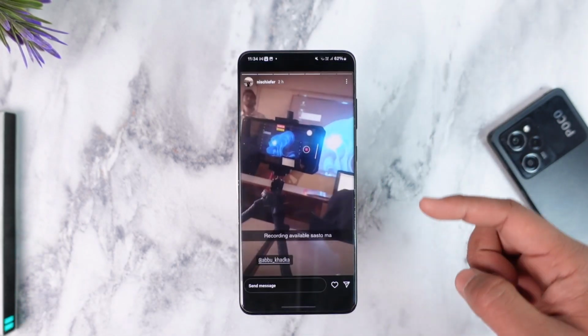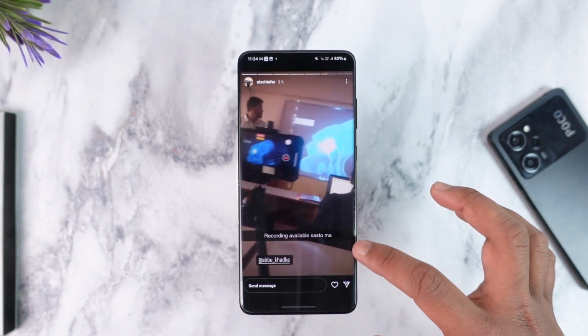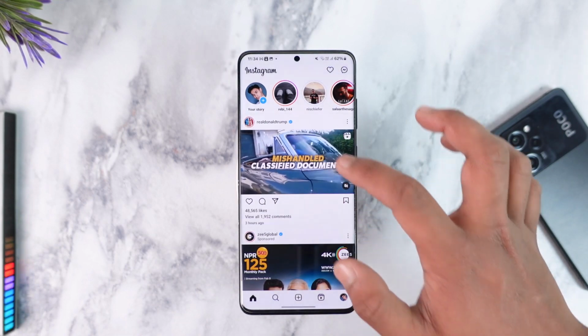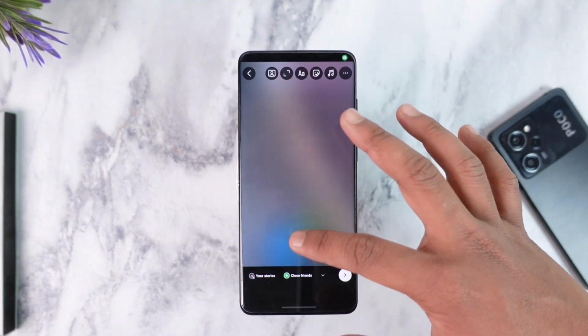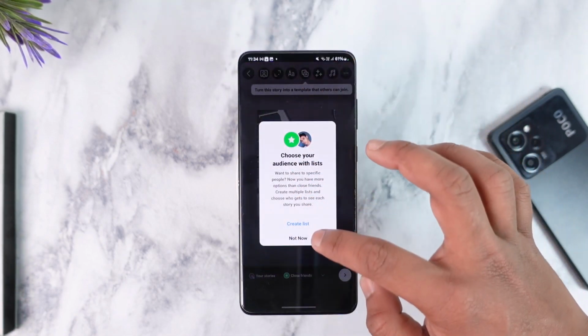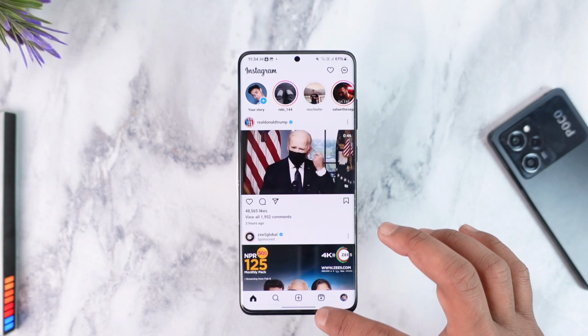If you're not mentioned in the story, the only way you can share that story is if you go ahead and take a screenshot of that particular story. So you can just take a screenshot of that story, and once you have done that, you can tap the plus bar over here. You can simply add that particular story that you shared, and then you can simply mention that person if you'd like. This way you'll be able to share someone's story on Instagram.